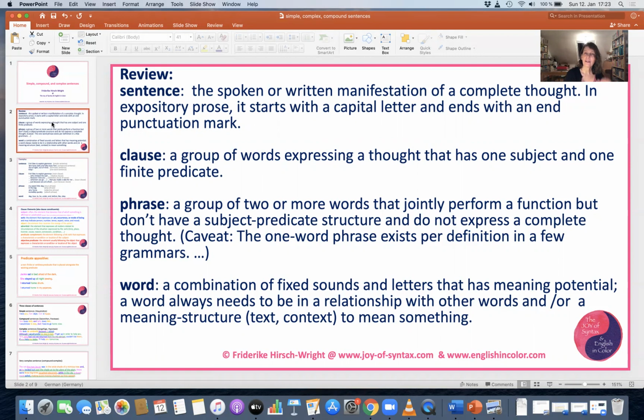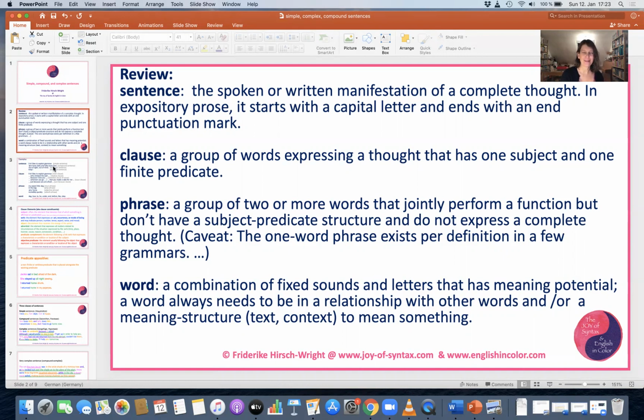A phrase is a group of words that belong together, fulfill a function together, but do not have a subject-predicate structure. And a word is an entry that you can find in the dictionary. It has meaning potential, but on its own it doesn't have meaning. A word needs to be in a relationship with other words, and sometimes just a context, because we do have one-word sentences. In relationship with other words and context, then it can make meaning.